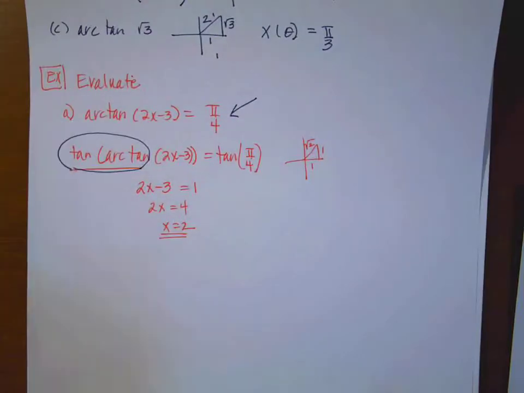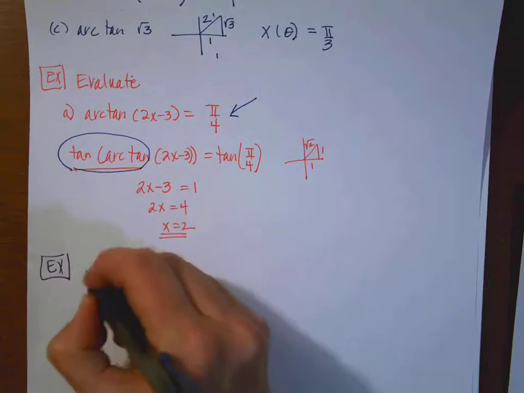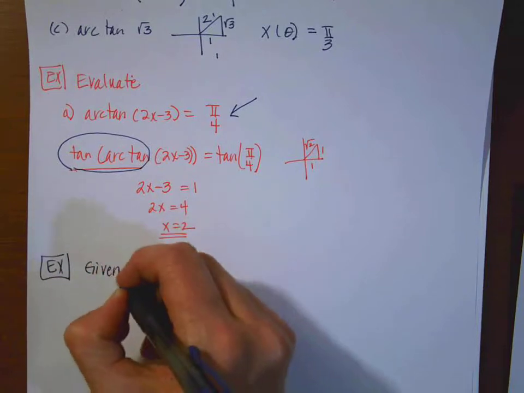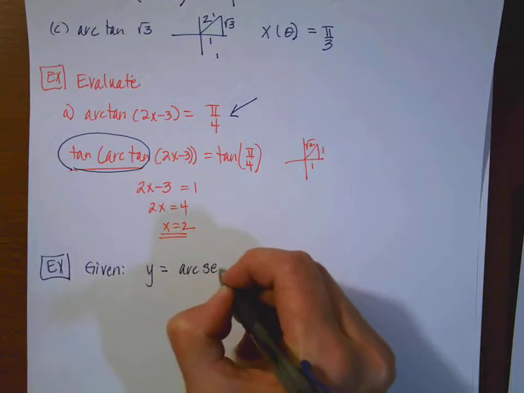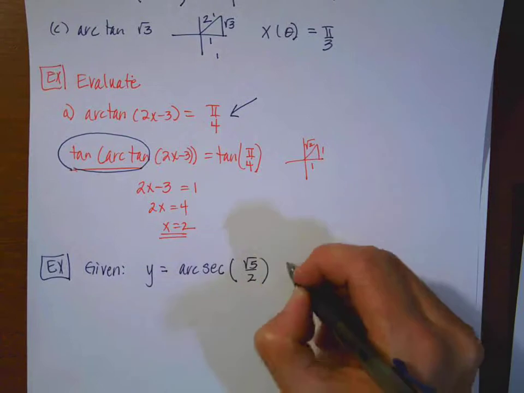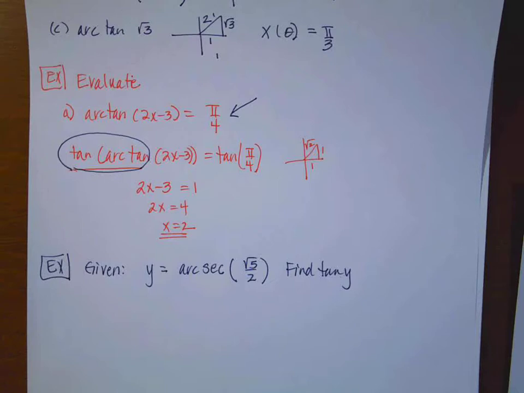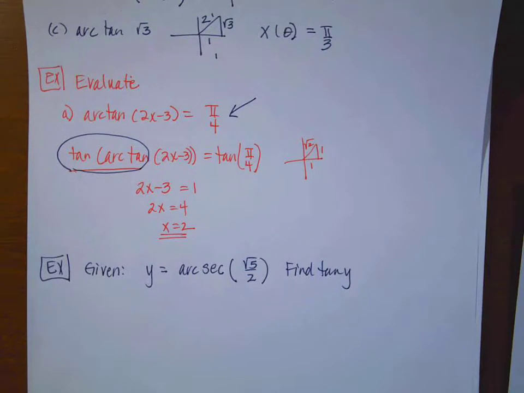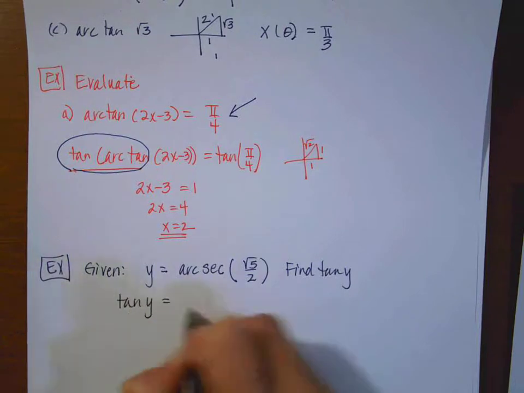All right, so for my next example, this time we're going to be given a slightly unique situation. We're going to be given y is equal to the arc secant of radical 5 over 2, and I want to find the tangent of y. Well, that looks a little bit weird, but it's actually not as bad as it looks, because basically all I'm going to do is take the tangent of both sides.